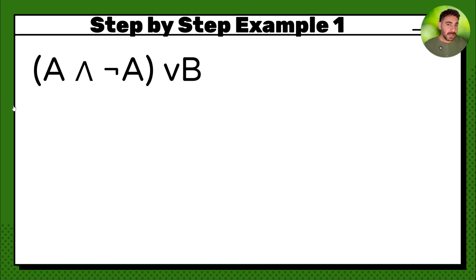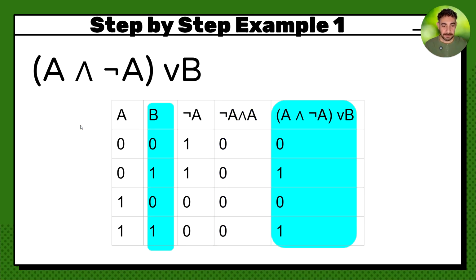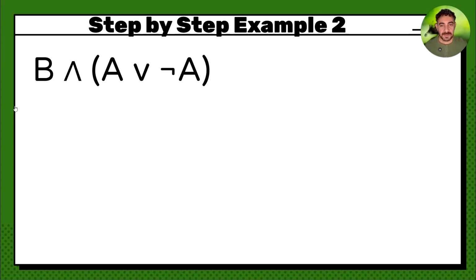So in an exam, you might be given a question like this. You should recognize that A and not A is going to cancel itself out, and that this equation simplifies to just B. If we put this in a truth table, as you can see, the column for B and the final equation look exactly the same.